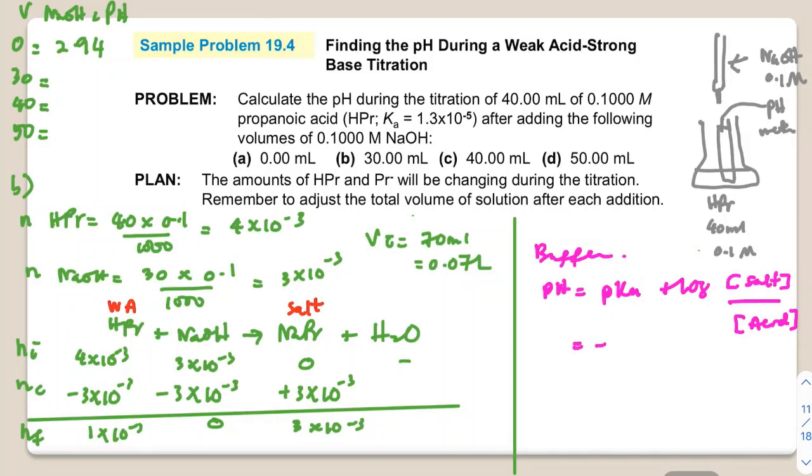So it is equal to negative log 1.3 times 10 negative 5 plus log, the salt is 3 times 10 negative 3 over the new volume 0.07 liter, over the concentration of the acid is 1 times 10 negative 3 over 0.07. So we get the pH is equal to 5.36.